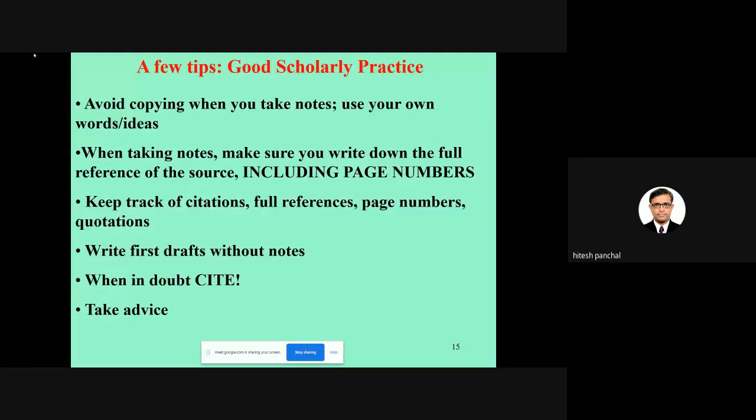Then write the first draft without notes. Then when in doubt, cite. Whenever you find some doubt that a word may show plagiarism, you can cite. That is better. And always take the advice of an expert, or a friend who has good knowledge regarding citation.